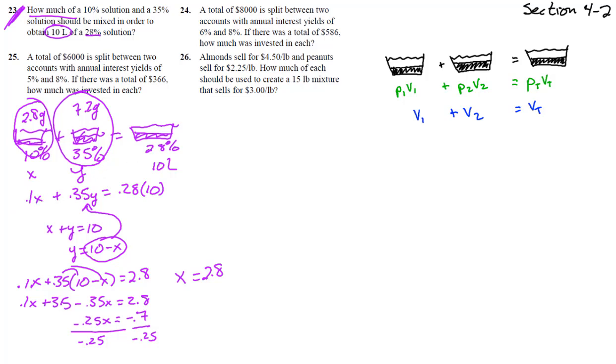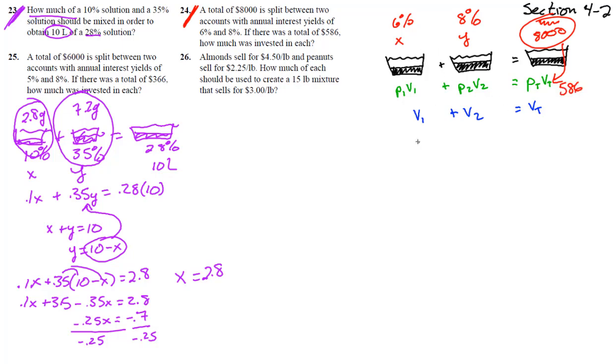Excellent. Alrighty, number 24. This is almost exactly the same thing. It says $8,000 is split between two accounts with annual interest yields of 6% and 8%. So it's like we have $8,000 over here in total volume, so we have an X and a Y, just like we had previously. It says this is a 6% account and this is an 8% account. It doesn't ask us what the final account is, but it does tell us that the interest, so whatever this interest rate is that this produces, it gives us this number right away, 586.